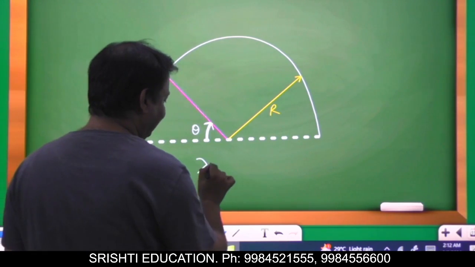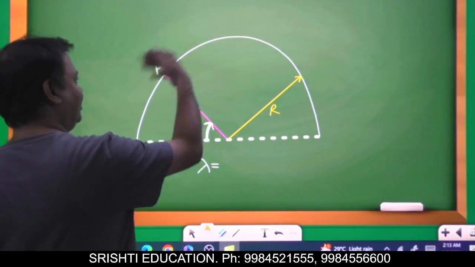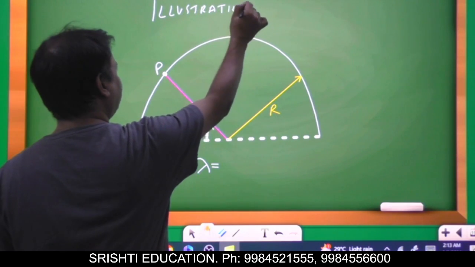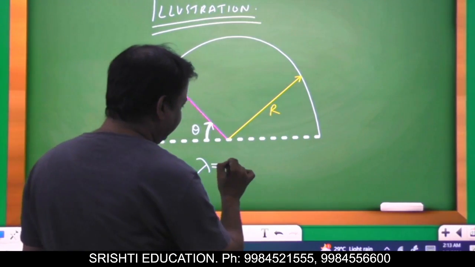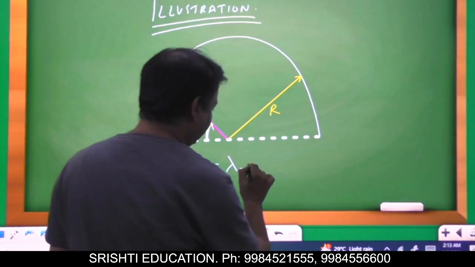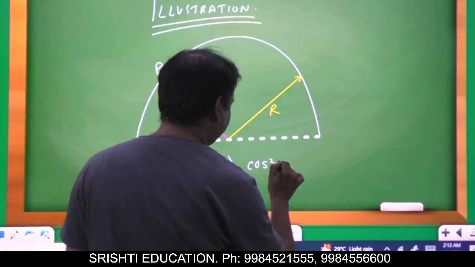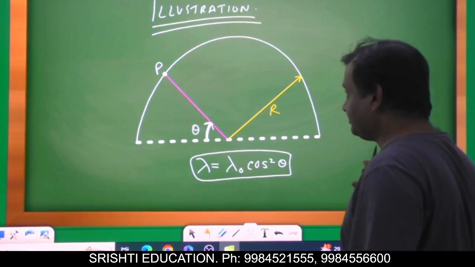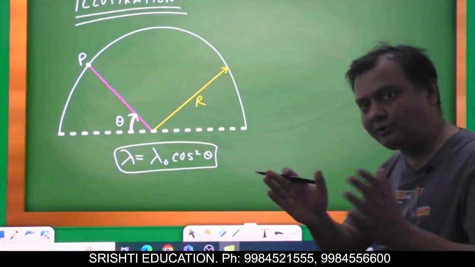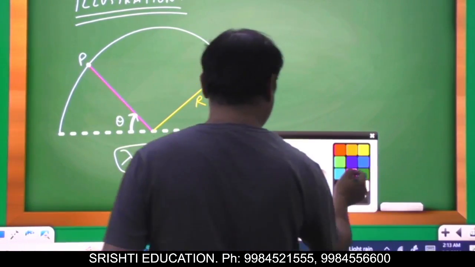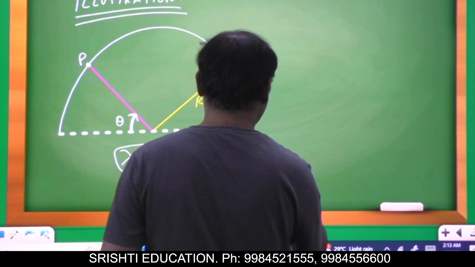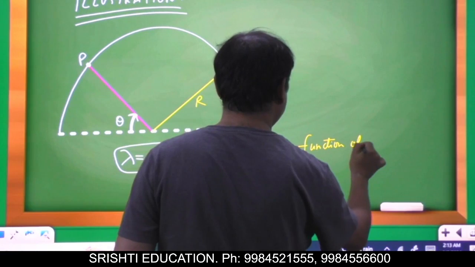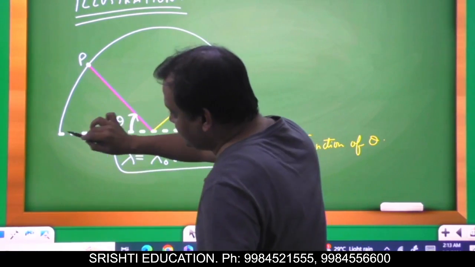And you're given lambda on the ring, because again the mass is distributed on the ring, so we'll use lambda. I guess this is illustration 4 or 5, whatever it may be, write it down. So lambda is given as lambda naught cos square theta. So you can see in this problem lambda is given as a function of theta, and theta will change for each point.